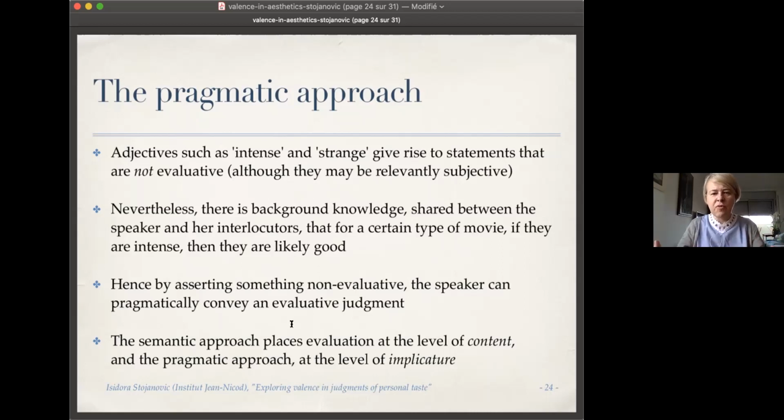This kind of pragmatic mechanism of implicating something given background knowledge, you can use not only with adjectives such as intense and strange, but with other purely descriptive adjectives.